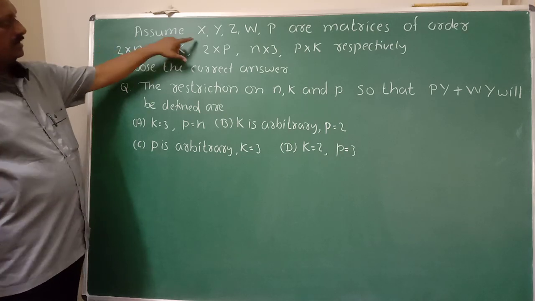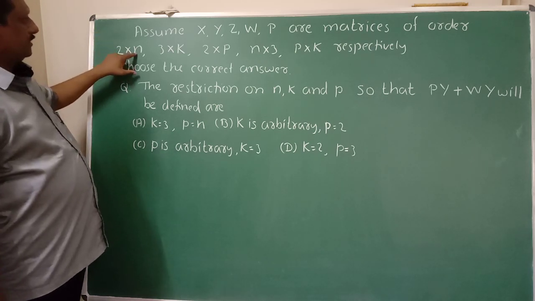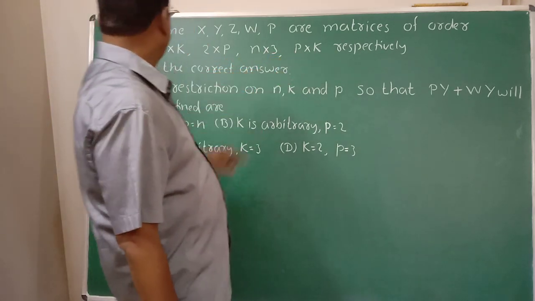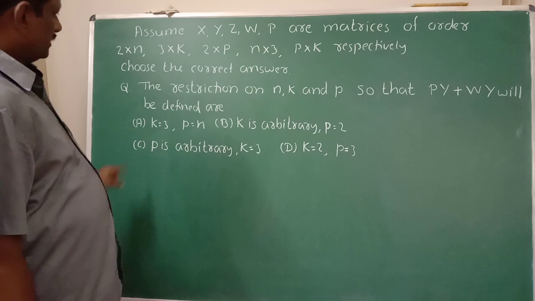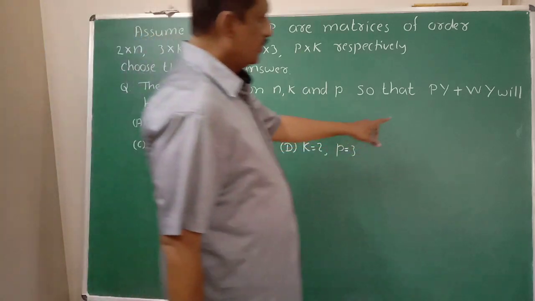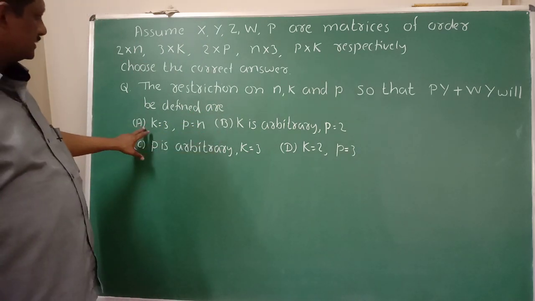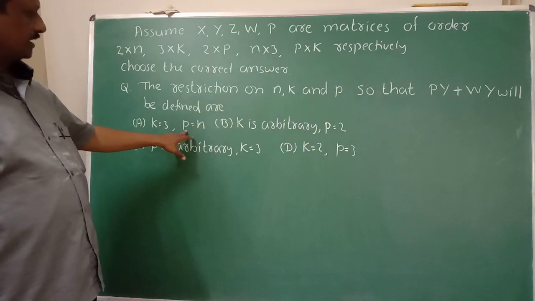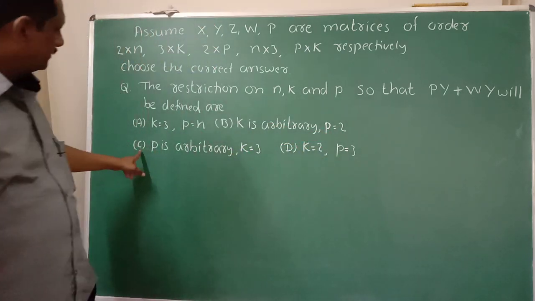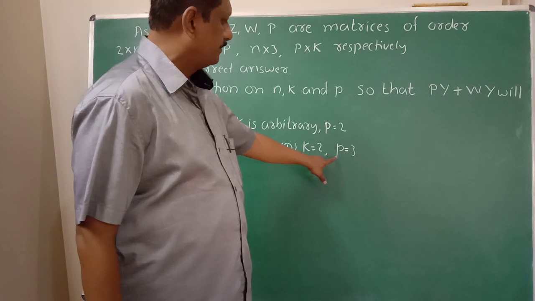So assume X, Y, Z, W, P are matrices of the order 2 into n, 3 into k, 2 into p, n into 3, p into k respectively. Choose the correct answer here. The restriction on n, k and p so that PY plus WY will be defined are: first option, k is equal to 3, p is equal to n. Second option, k is arbitrary, p is equal to 2. Third option, p is arbitrary, k is equal to 3. And the fourth option is k is equal to 2 and p is equal to 3.